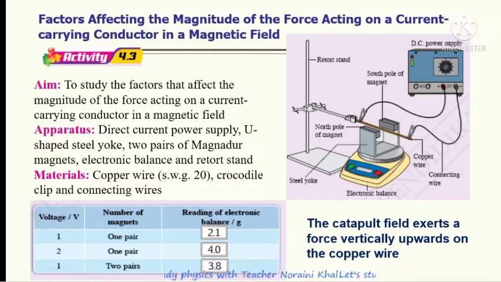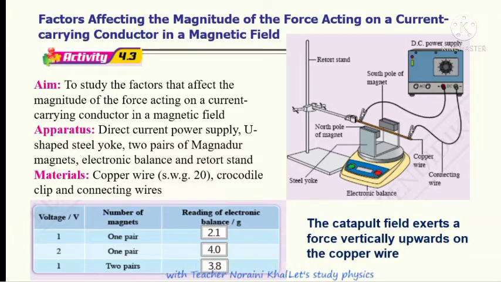The wire is placed in the magnetic field of the permanent magnet. When the switch is on, there will be a force acting on the wire. By using Fleming's left hand rule, the catapult field produced exerts a force vertically upwards on the copper wire. But this will cause a reaction force to act downwards. That's the reason why the reading of the electronic balance increases.